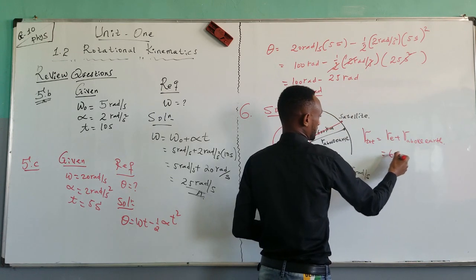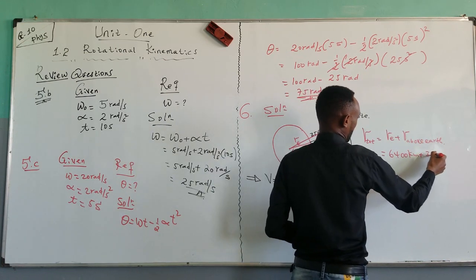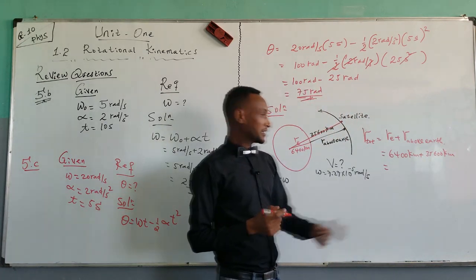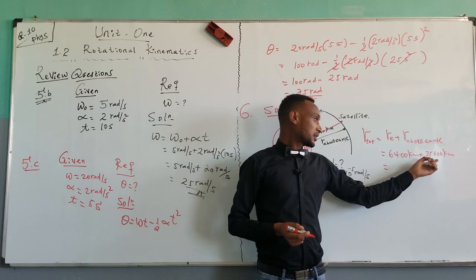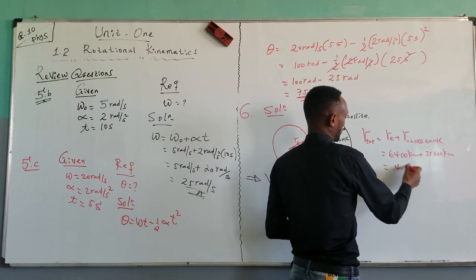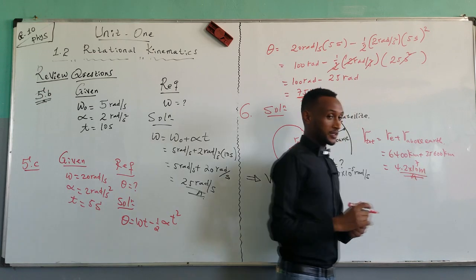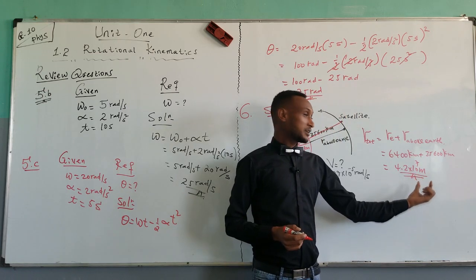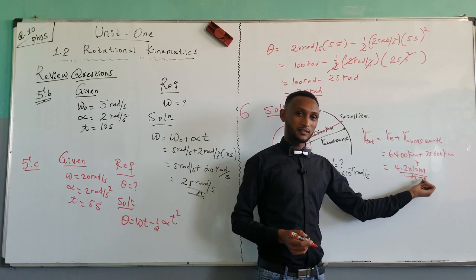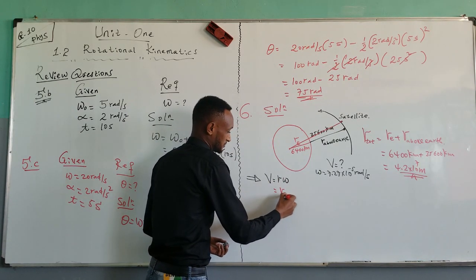Then we get 6,400 kilometer plus 35,600 kilometer, and converting this into meter, we get that the total radius is equal to 4.2 times 10 to the power of 7 meter. Check the number. Once changed into meters, the summation of these two distances is 4.2 times 10 to the power of 7 meter, and we replace that value in this equation.